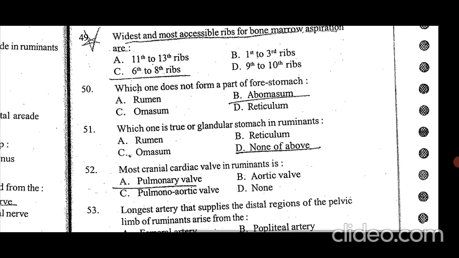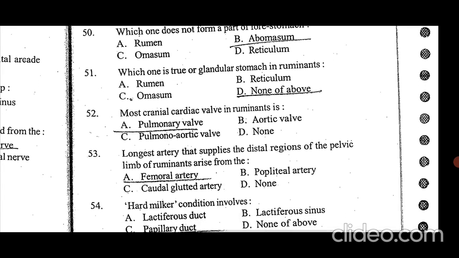Which one does not form a part of the forestomach? Abomasum is not a part of the forestomach, as it is the true or glandular stomach. Which one is the true or glandular stomach in ruminants? Rumen, reticulum, omasum are not the true or glandular stomach.